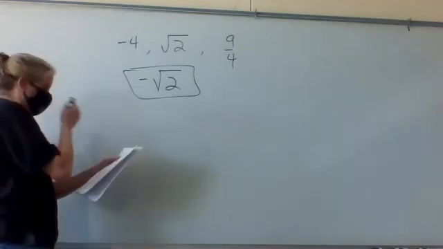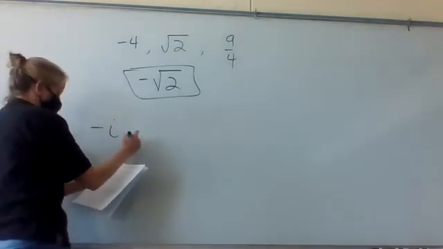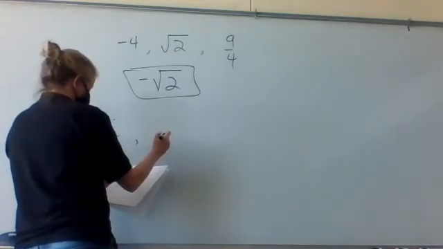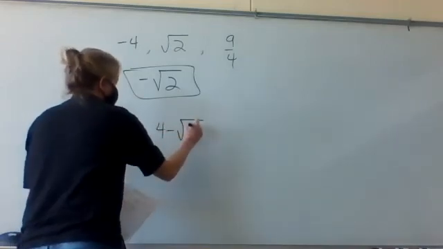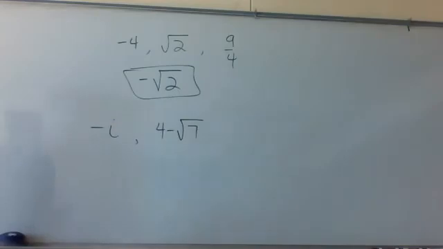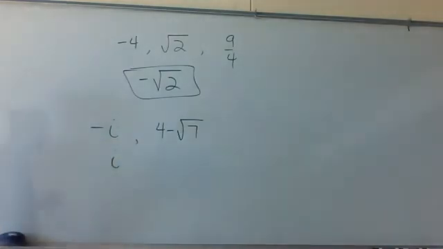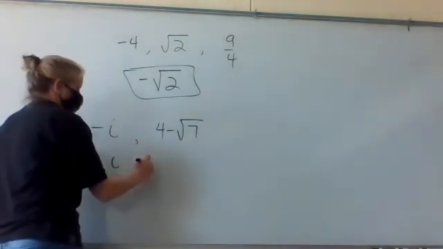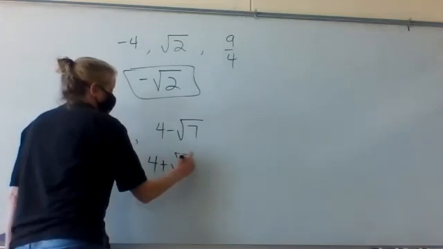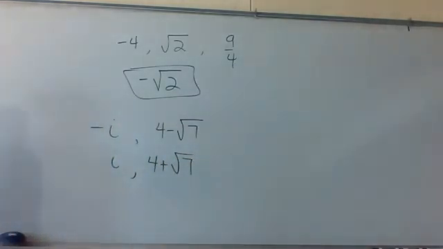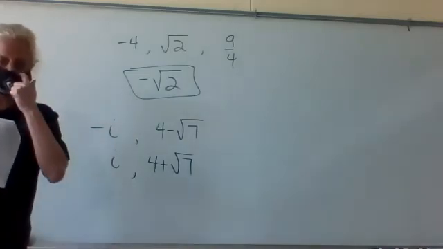On number 8, it gives me 2 zeros, and it says it's degree 4, which means it's going to be missing 2 zeros. The zeros it gives me are negative i and 4 minus the square root of 7. Well, if negative i is a 0, so is positive i. If 4 minus the square root of 7 is a 0, so is 4 plus the square root of 7. So you're just using the opposite conjugates.